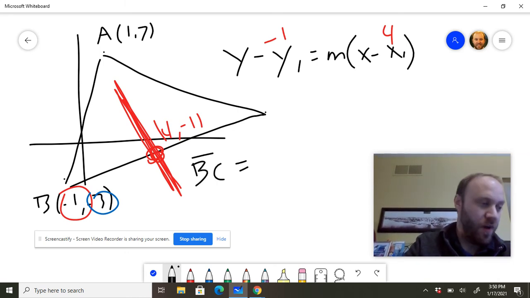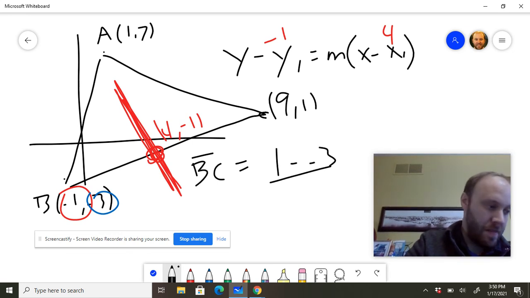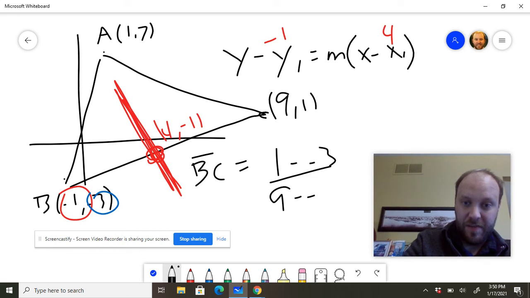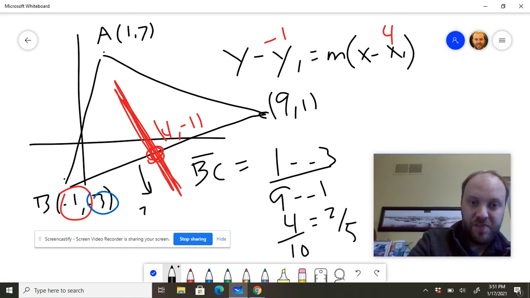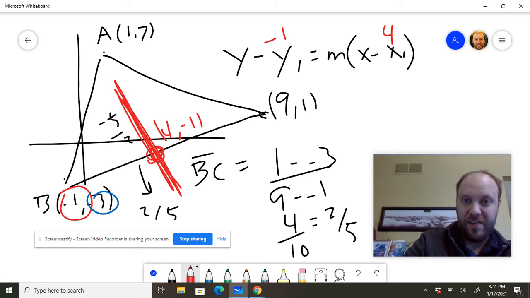Slope is y2 minus y1. Sorry, I lost that point there. Point C is 9, 1. Okay, so y2 minus y1, that's going to be 1 minus -3. And that is going to be on the bottom, 9 minus -1. So that's going to be 4/10, which is 2/5. Okay, if this slope is 2/5, that means the slope of the perpendicular is the opposite reciprocal. It's -5/2. Okay, so that's our final slope there. We've got a -5/2 there, and we can fill that in.